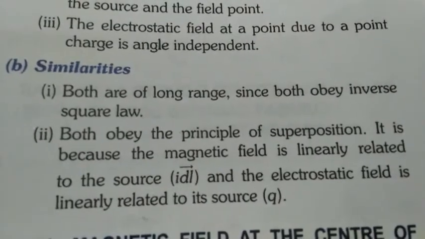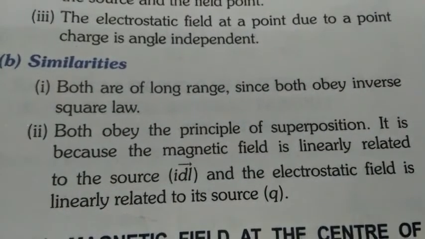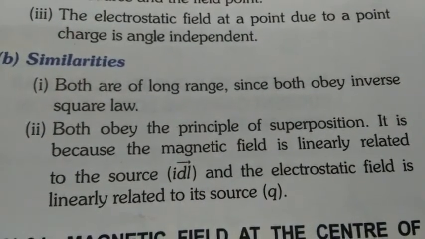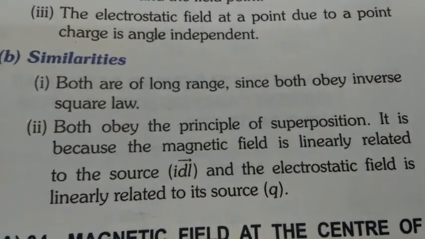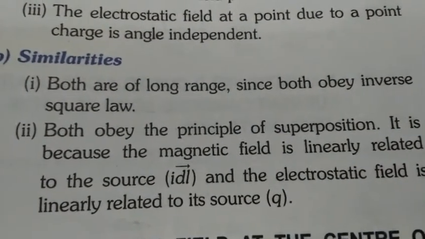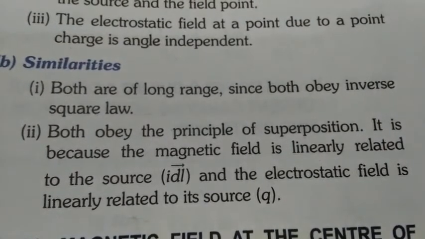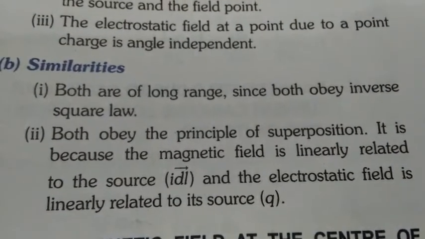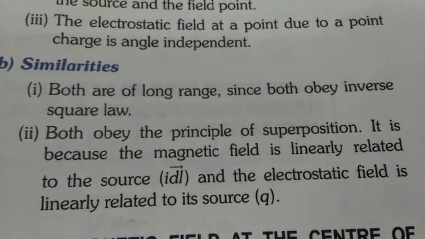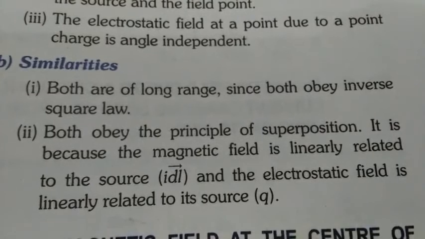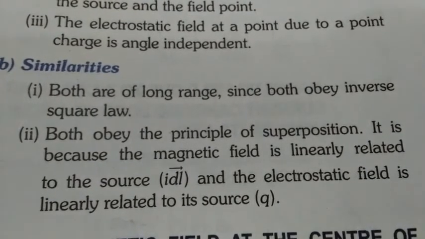The first similarity is that both Biot-Savart law and Coulomb's law obey the inverse square law. That means they both depend on the distance between the source and the test point. They are both inversely proportional to the square of distance, and they both are long range forces.